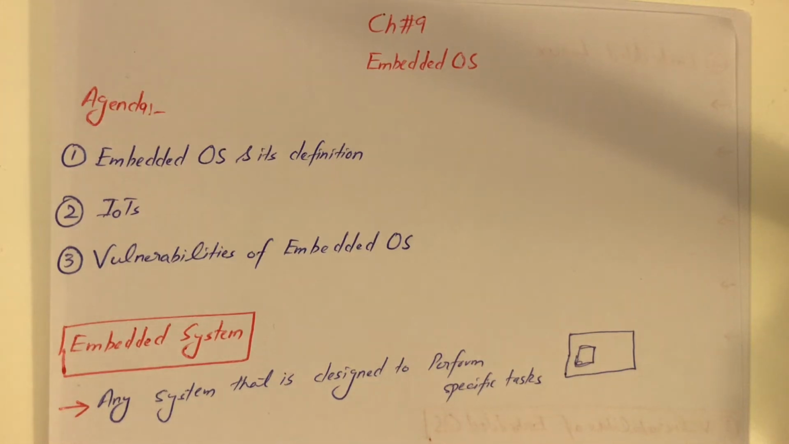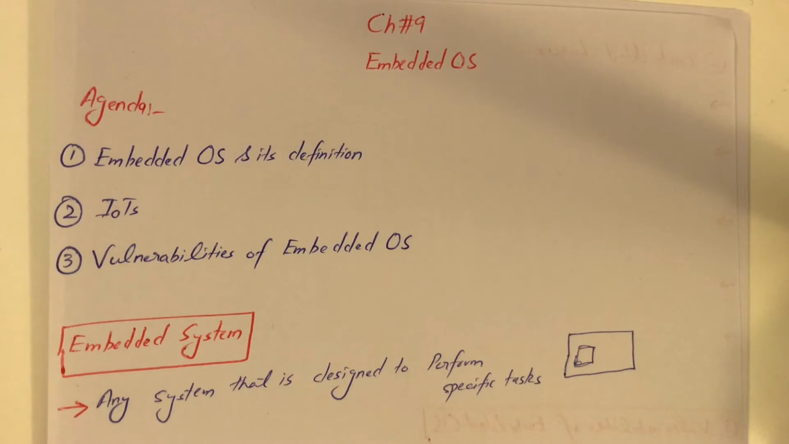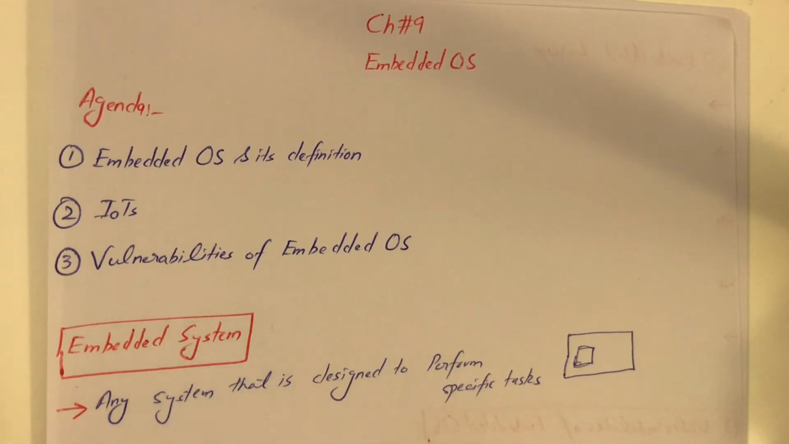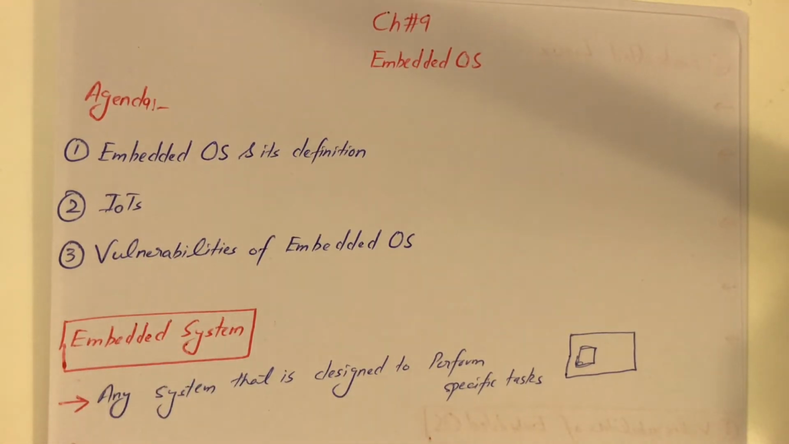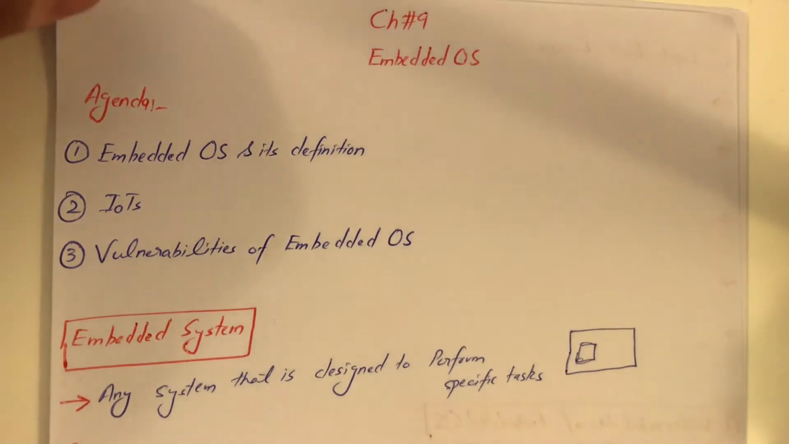Okay guys, so today we will talk about embedded operating systems. We'll discuss the definition of embedded operating system. Then we will discuss the applications of embedded operating system, which is also known as RTOS, real-time operating system. We'll discuss the role of embedded operating systems in the security field, and why it is important to learn in ethical hacking. And then we will also discuss some common pitfalls and vulnerabilities of embedded operating systems. So these are the three main agenda items that we are going to discuss today.